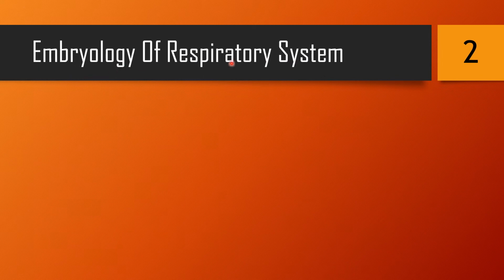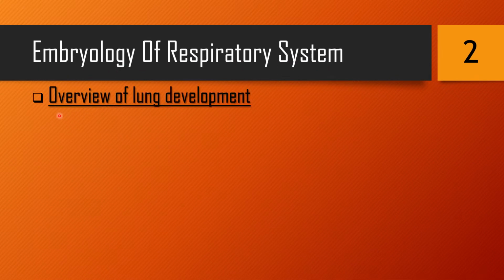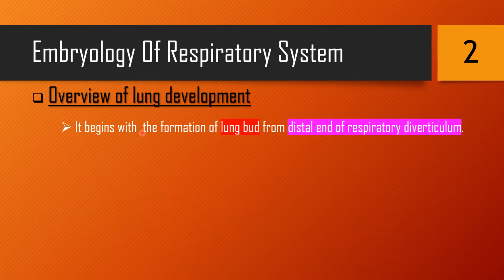This is the second video of respiratory system and today's topic is embryology of respiratory system. First we'll see overview of lung development. Lung development begins with the formation of lung bud which gets formed from distal end of respiratory diverticulum during week 4 of development.